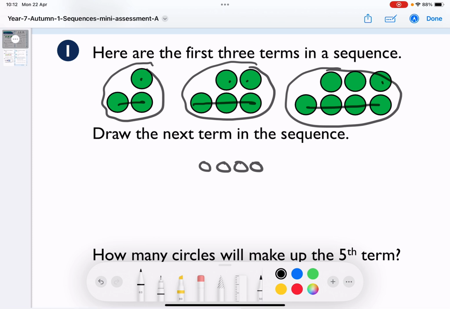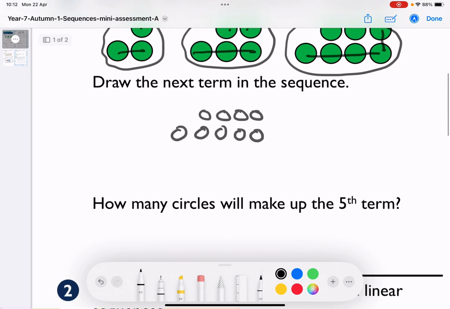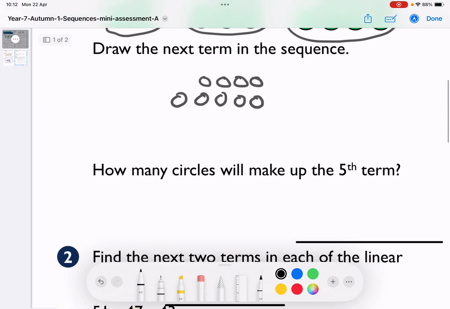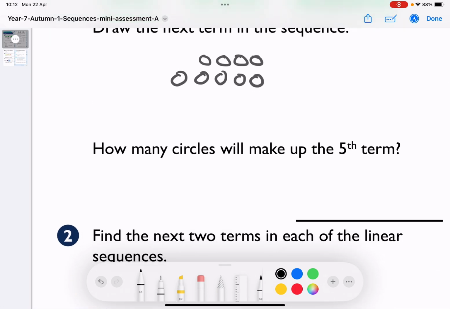And I'm also looking at how these are lined up. So they line up from the right-hand side. 1, 2, 3, 4, 5. Great, that's it. How many circles will make up the 5th term? Well, that was the 4th term. What I can see at the top is gone 1, 2, 3, 4. So I've got 5 at the top, and there's always one more at the bottom, so 6 at the bottom. So 11 would be the total.